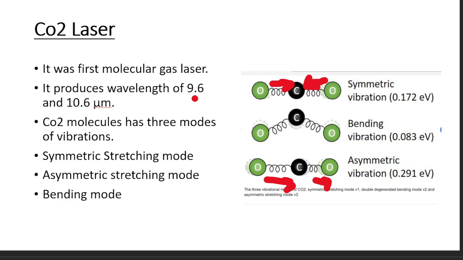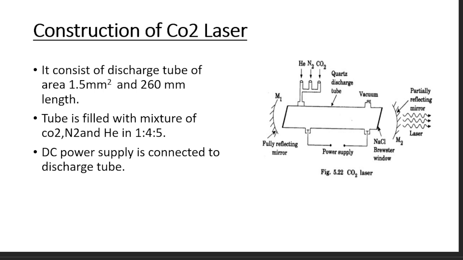And the third mode is bending mode. In bending mode, your carbon atom is at one position and the oxygen atoms move or vibrate perpendicular to the axis of the molecule. So this is the actual working principle behind the CO2 laser. Now let us discuss the construction of the CO2 laser.